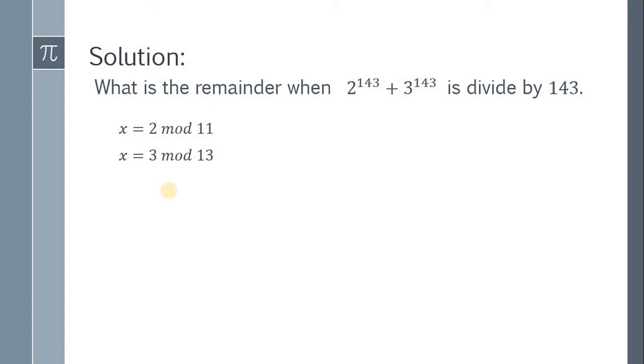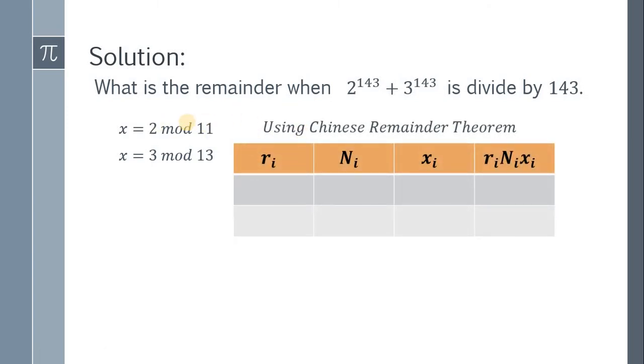We will use two methods to solve for these congruences. The first one is using Chinese remainder theorem. So we have a column for r sub i, n sub i, x sub i, and the product of r sub i, n sub i, and x sub i. So what is r sub i? r sub i are the remainders. So in this case, we have 2 and we have 3.